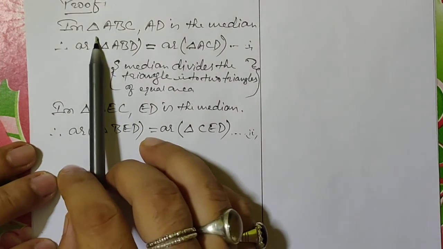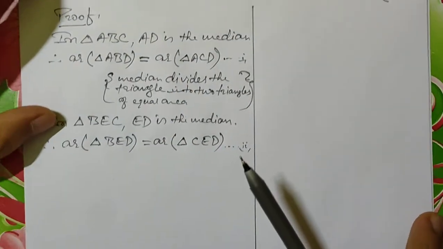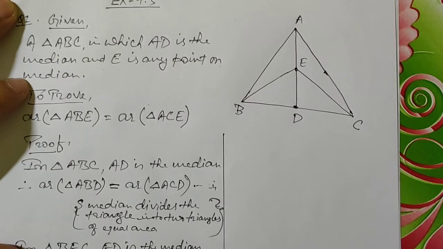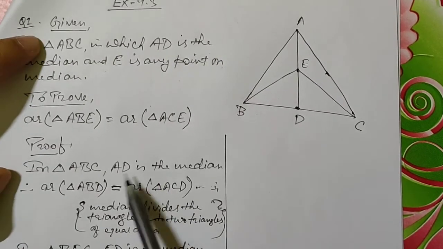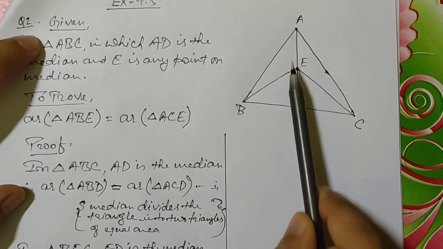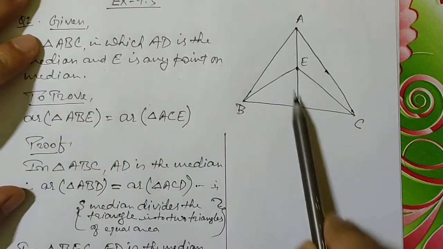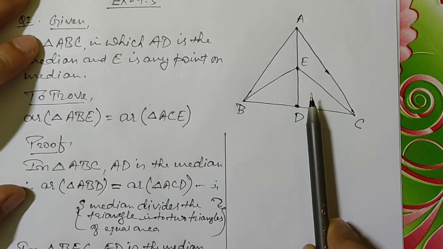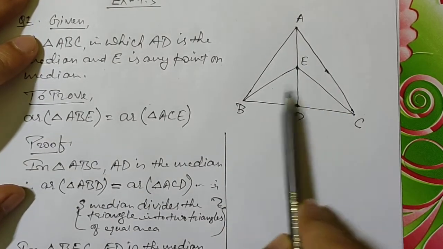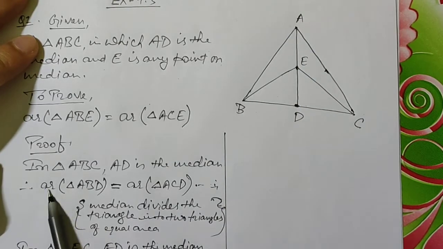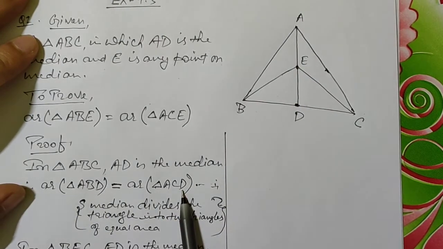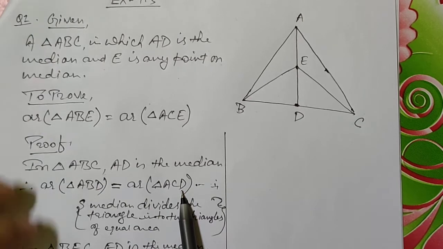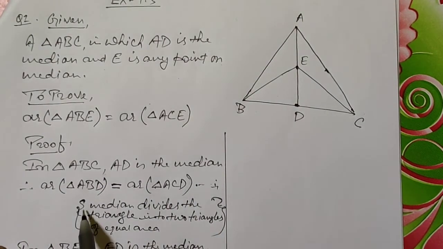So in triangle ABC, if you see the figure, AD is the median, then obviously it divides triangle ABC into two triangles of equal areas, that is, area of triangle ABD is equal to area of triangle ACD. I had written the reason also over here: since median divides the triangle into two triangles of equal areas. That's it.